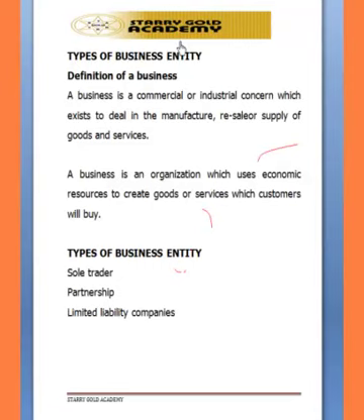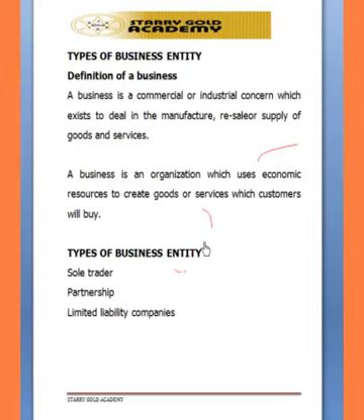A business must be a commercial entity. Either the business is producing, that is from the manufacturing angle, or the business is there to resell. The key word is that there is a financial transaction. A business is an organization which uses economic resources to create goods or services which customers will buy. So the business is into services or the business is creating goods. So there are financial transactions that the business entity must undertake. That forms a business entity.